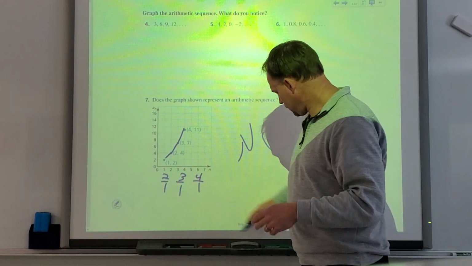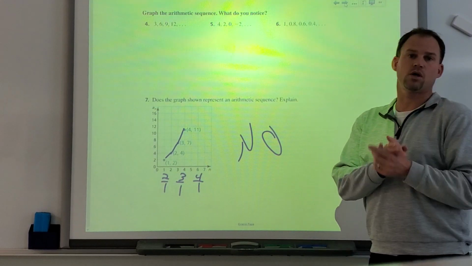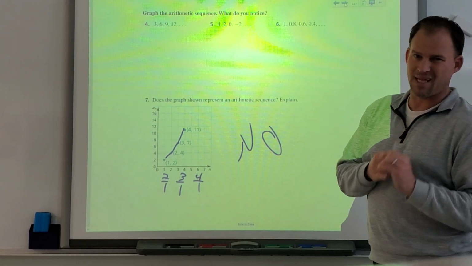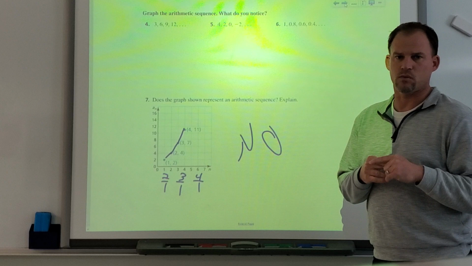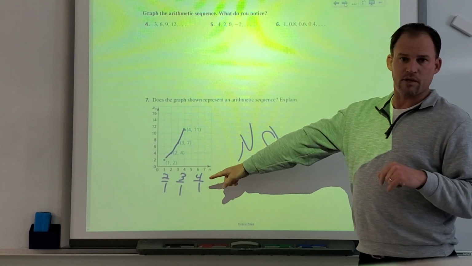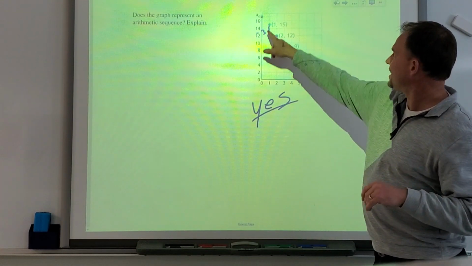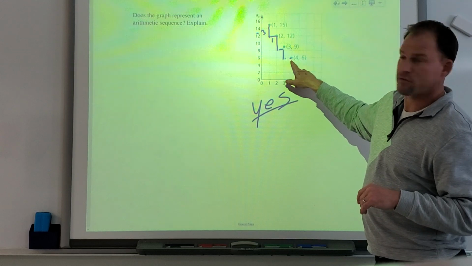Okay? So, very important, we're looking at a graph to be able to tell if something is an arithmetic sequence. Doesn't have a common difference versus something that does have a common difference.